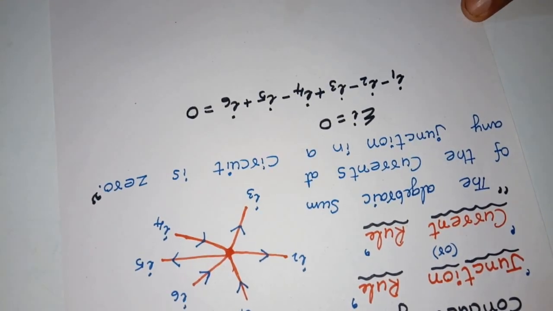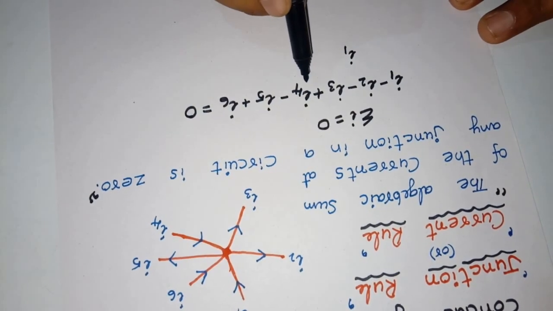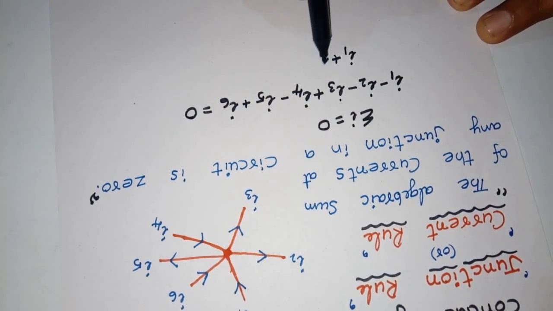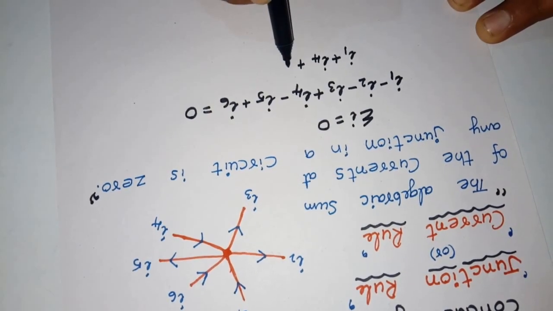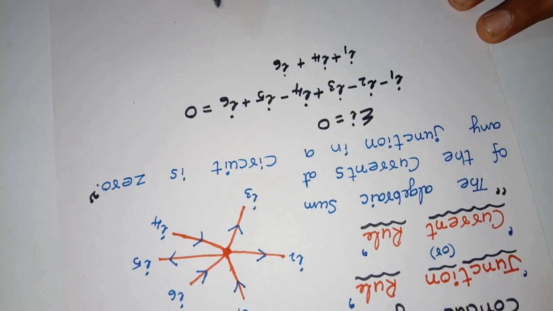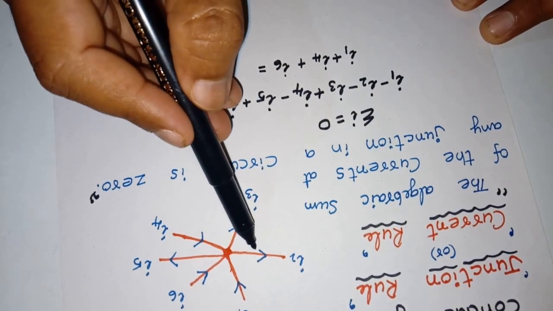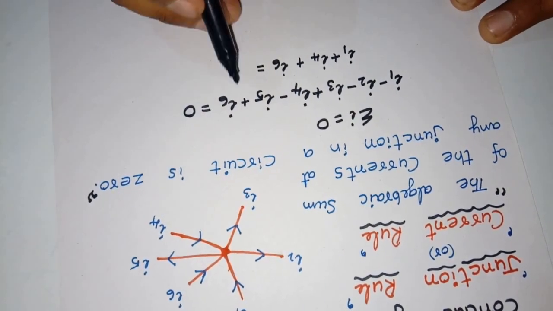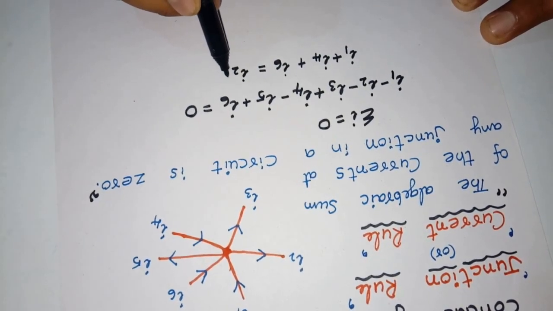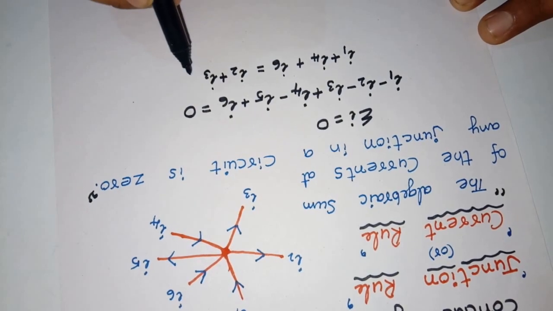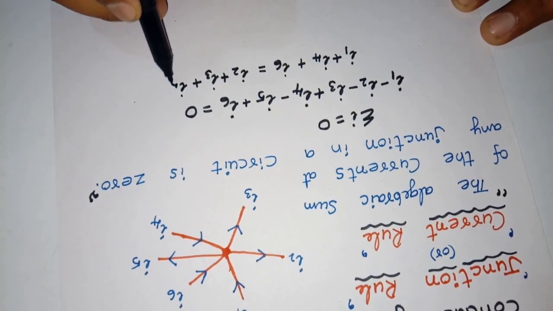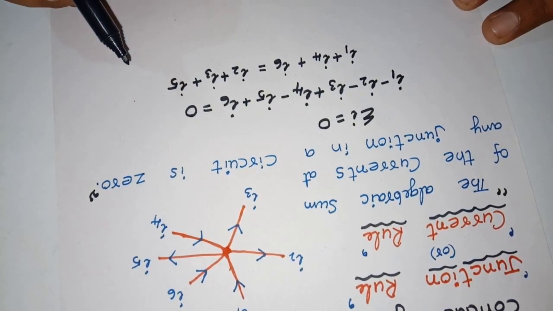This can also be written like this. If you classify the currents which are passing towards the junction, that means the I1 current, the I4 current, and the I6 current are all passing towards the junction, and their sum will be equal to the current passing away from the junction. So I2 current is passing away from the junction, I3 current is also passing away, and I5 current is also passing away from the junction.